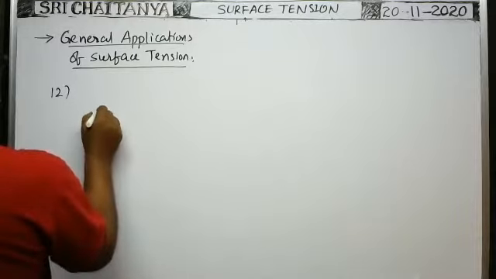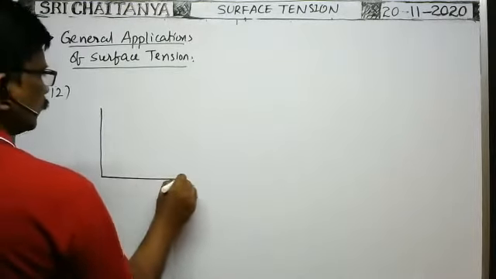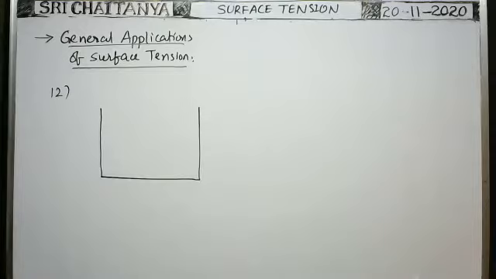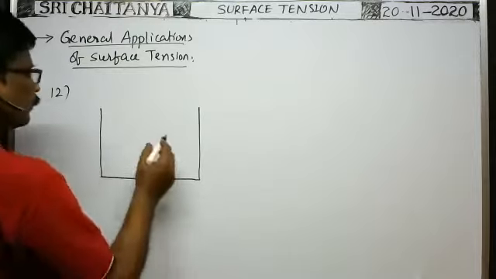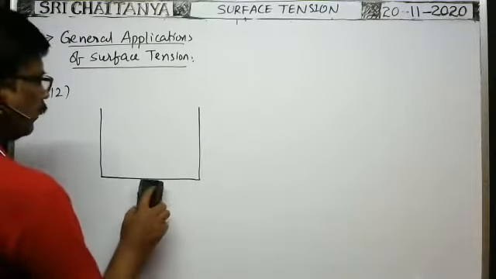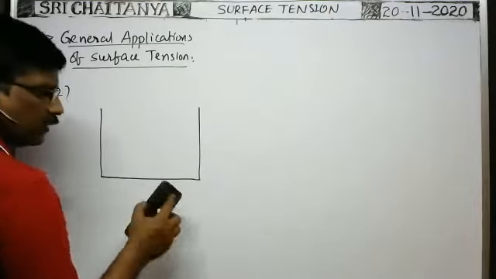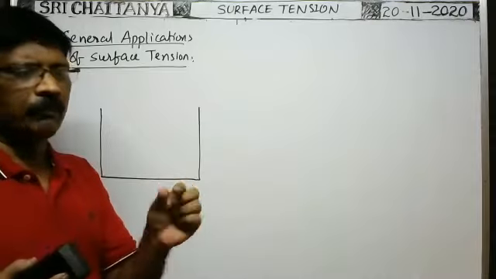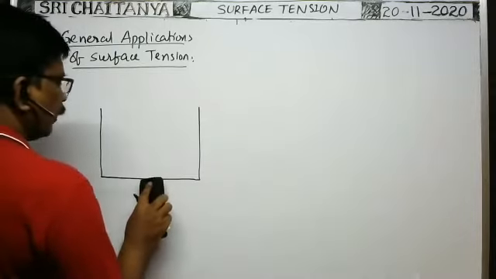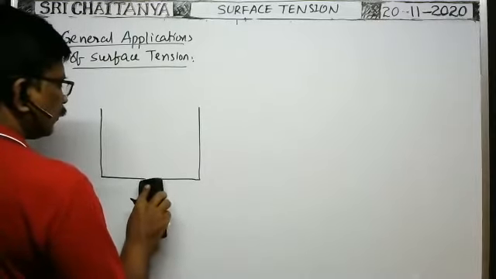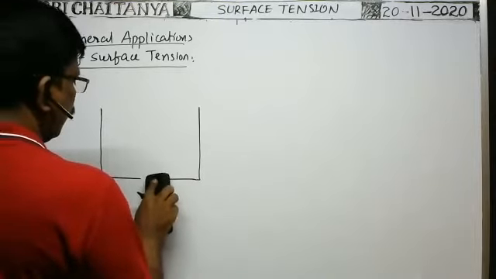Okay, next. Suppose in a beaker there is a small hole at the bottom, a fine hole. The hole diameter is about 1 mm or less than 1 mm. A pinhole, a very small hole, is made at the bottom. Of course, in order to see it in the diagram, you draw a large hole, but it is a very small hole.